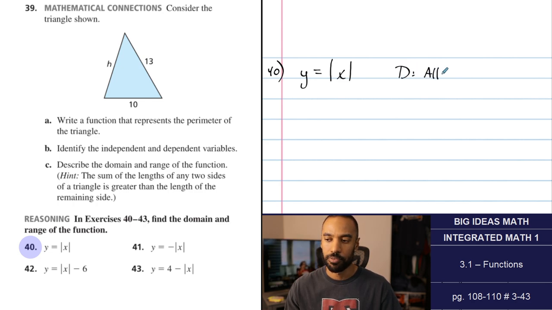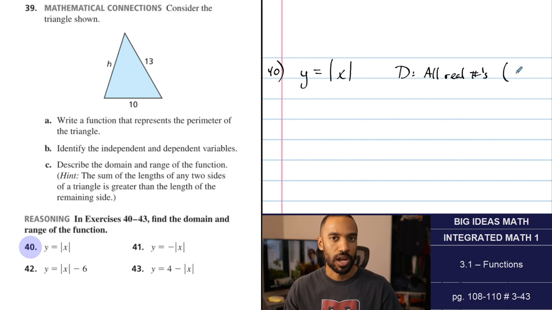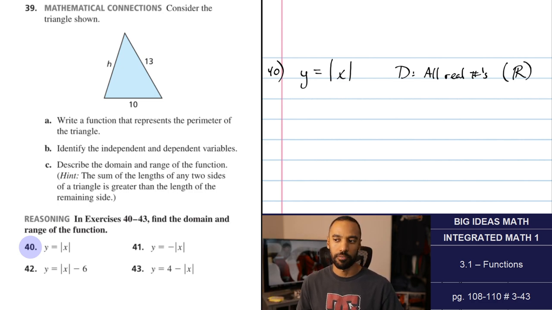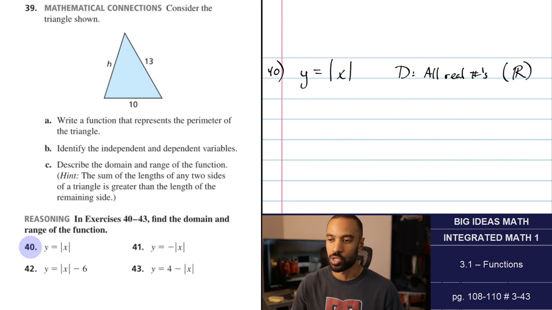Now, I have a symbol for this I'll be using in the future, though this isn't the perfect version of the symbol itself. You can look it up, type all real numbers into Google Images. You'll get something that looks kind of like this. It's like a capital R, but like a double blocker. I don't draw it perfectly, but that's how I do draw it, just so you know for the future.